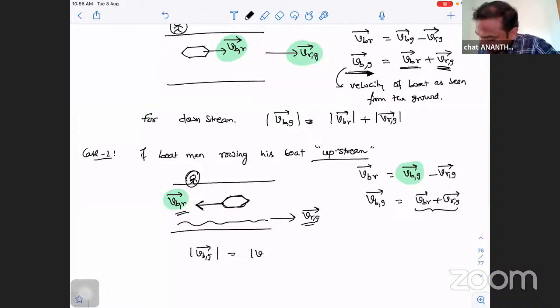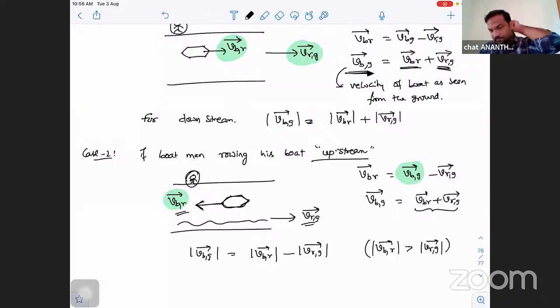I can write down the velocity of the boat with respect to the river minus the velocity of the river with respect to the ground, provided the velocity of the boat with respect to the river is more than the velocity of the river with respect to the ground. So he can move upstream only when his boat velocity is more than the river speed.